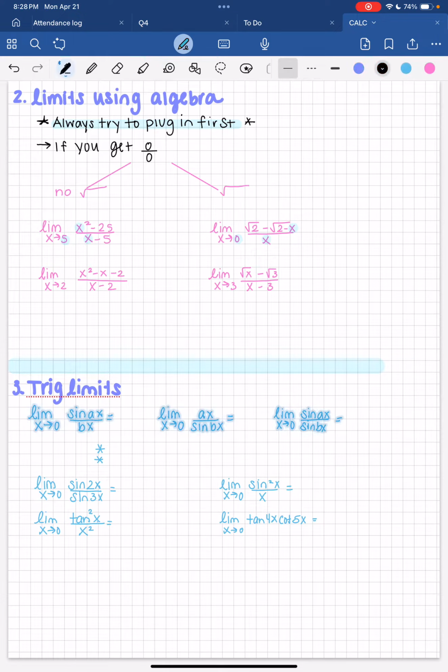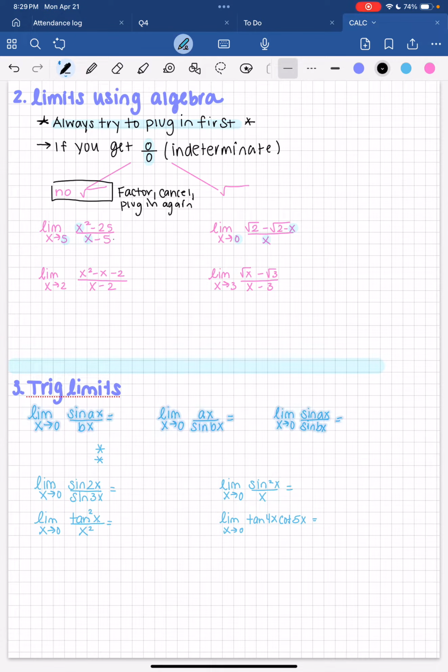Maybe it'll work out and you'll get a number, but it probably won't. You're most likely, not always, going to get 0 over 0. That is called indeterminate form. And if you get 0 over 0, you have 2 options. Option 1, if there's no square root. These 2 examples have no square root. Then we are going to factor, cancel like factors, and then plug in again.